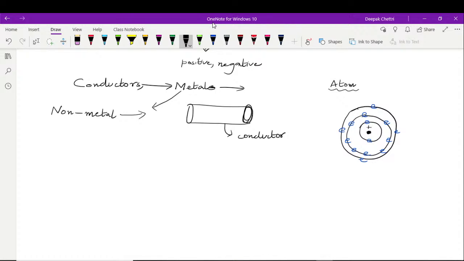Now, let me take an example of a metal. The best example would be sodium, right. Now, if I draw the atomic structure of sodium, there is a nucleus at the center again, and surrounding this are electrons in three shells.